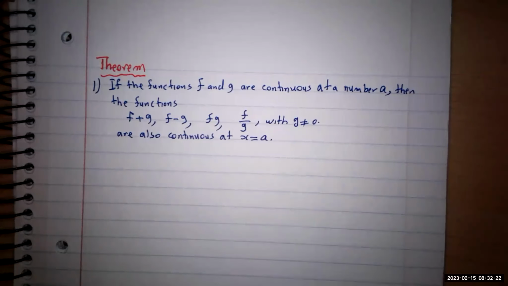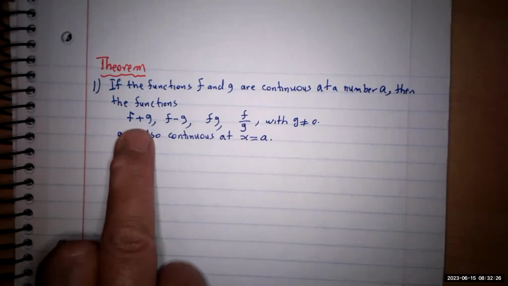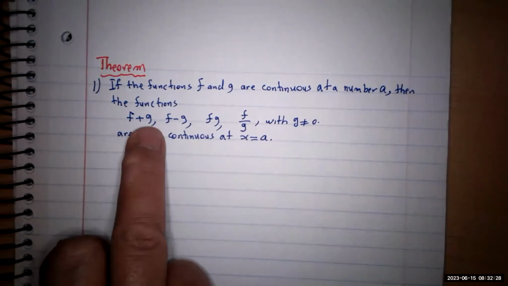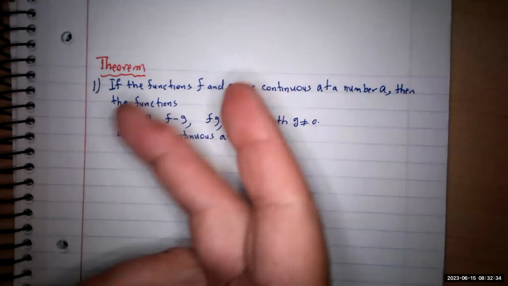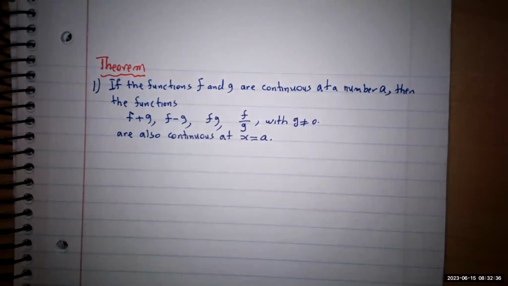The proof is very easy. You see, because you know that the limit of f plus g is what? It is limit f plus limit g. But limit f would be f of a, and limit g would be g of a because of the continuity. So that gives you f of a plus g of a. So the sum is continuous. The difference the same, the product, etc.